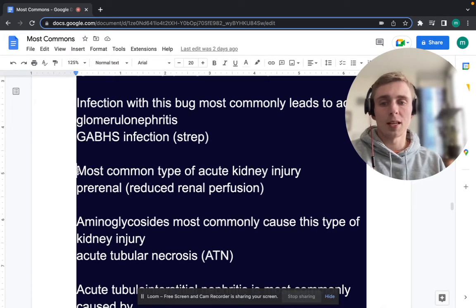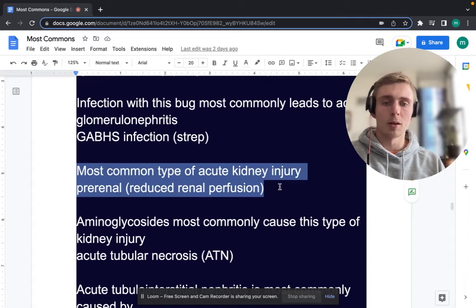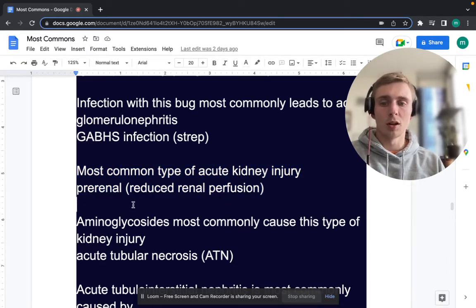How about the most common type of acute kidney injury? The most common type of AKI is going to be pre-renal. That's just reduced renal perfusion, typically due to dehydration or fluid loss of some type, where you have increased azotemia and decreased perfusion. Remember, post-renal would be an obstruction of the ureter or distal kidney, renal pelvis, and intrinsic would be like ATN, AIN as well. But the most common cause is pre-renal, just due to dehydration.